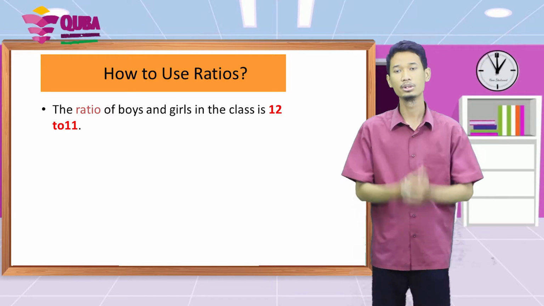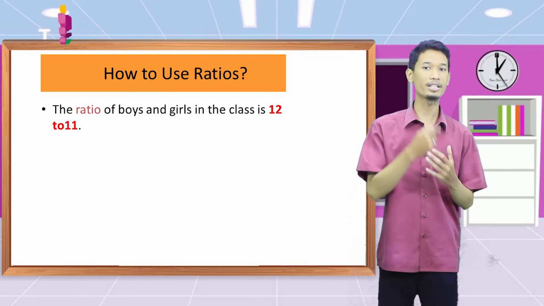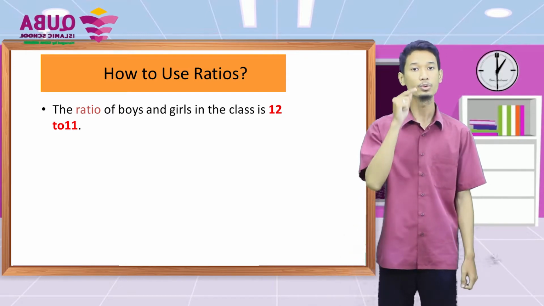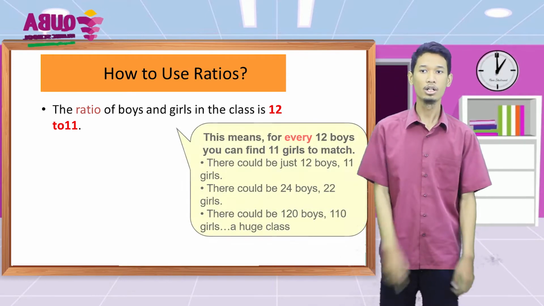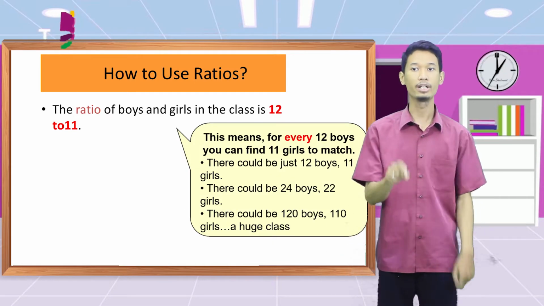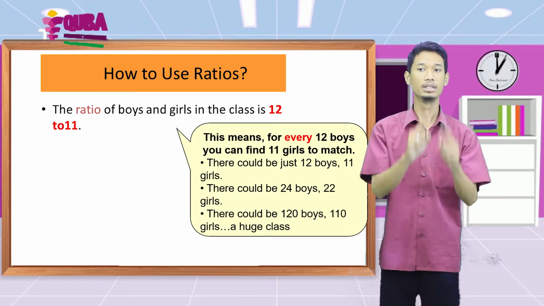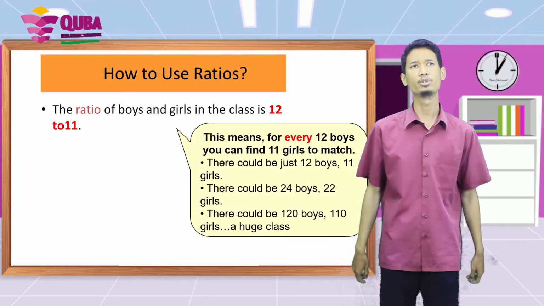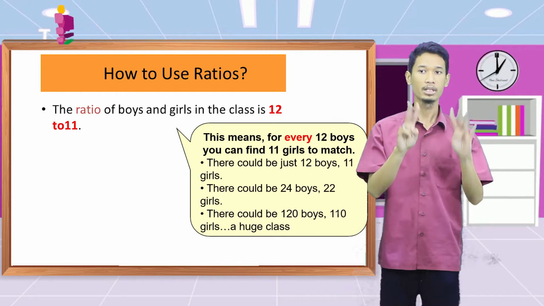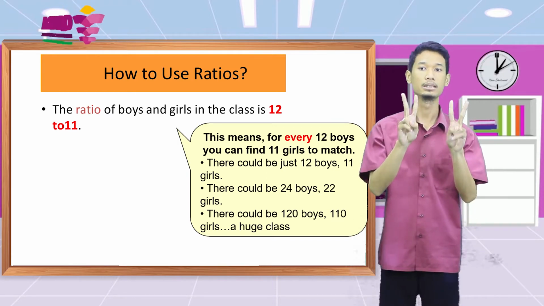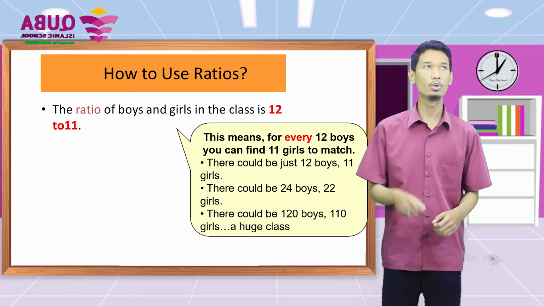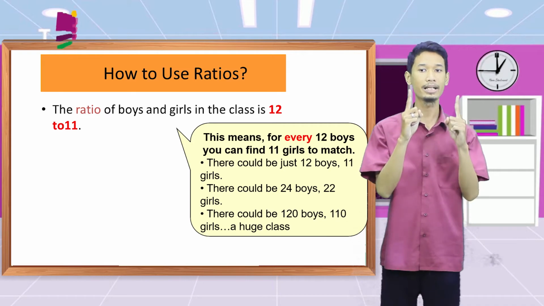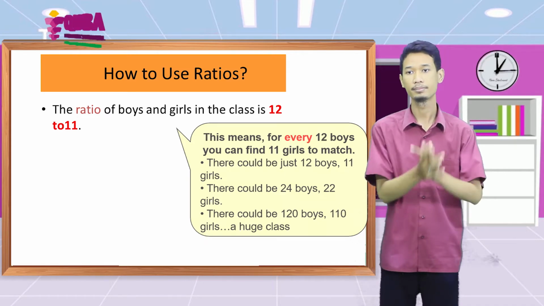How to use ratio? For example, the ratio of boys and girls in the class is 12 to 11. This means for every 12 boys, you can find 11 girls to match. There could be 12 boys and 11 girls. There could be 24 boys and 22 girls. And then there could be 120 boys and 110 girls, a huge class.